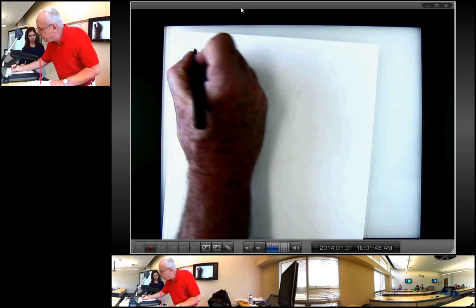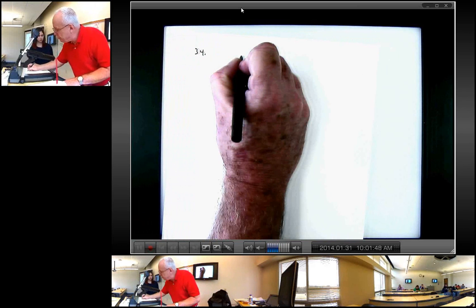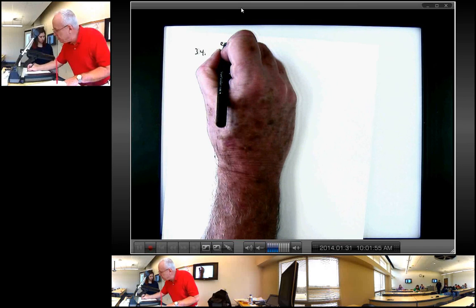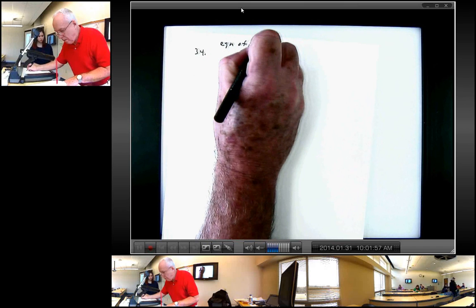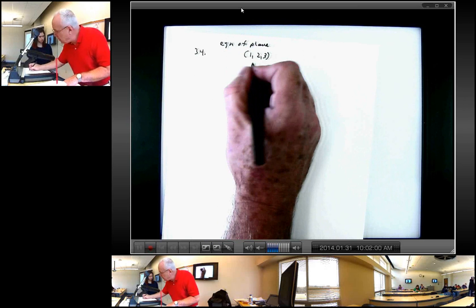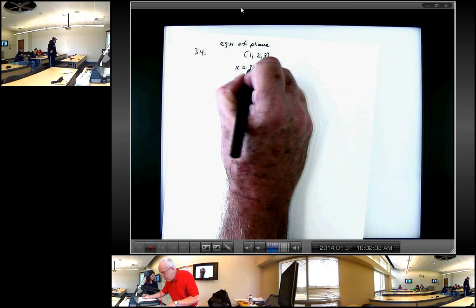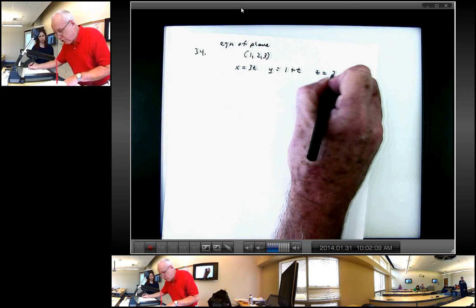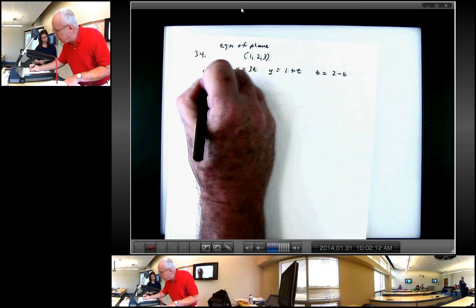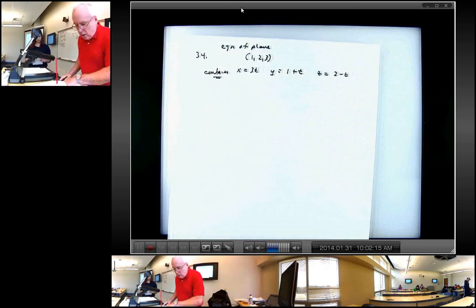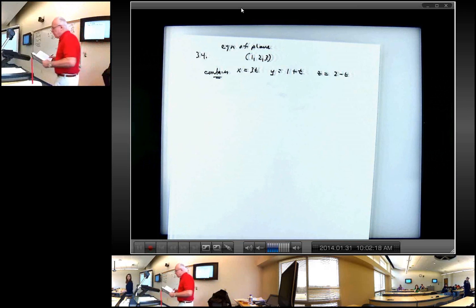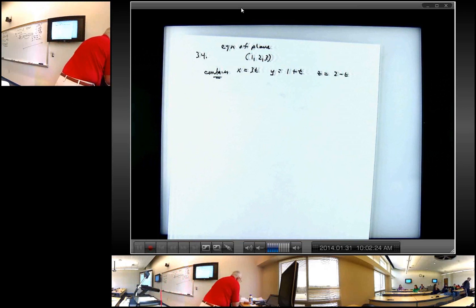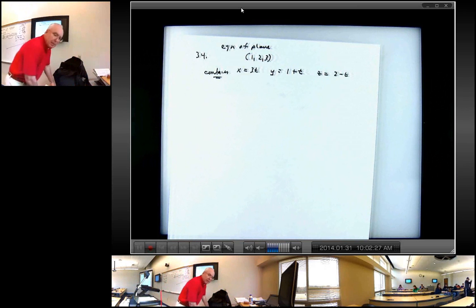Okay, so this is number 34. It goes through the point 1, 1, 2, 3. We want an equation of a plane, and it contains the line x equals 3t, y equals 1 plus t, z equals 2 minus t. Okay, it contains the line. Okay, why don't I just take a leap and we'll just try to do that as the first thing. All right. And hope that I don't mess it up.